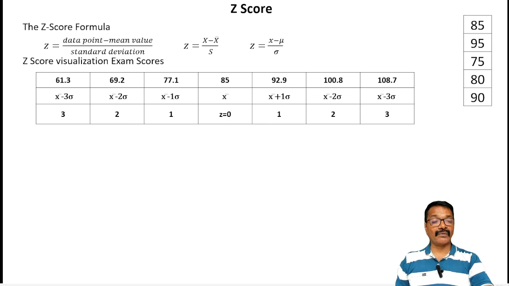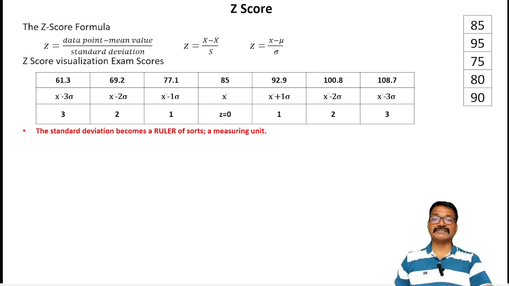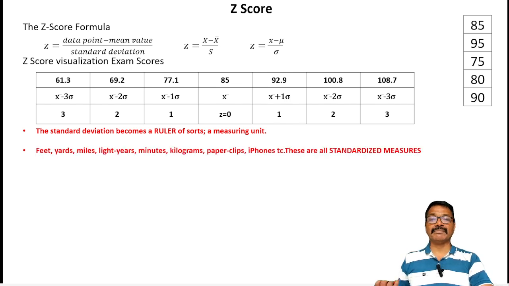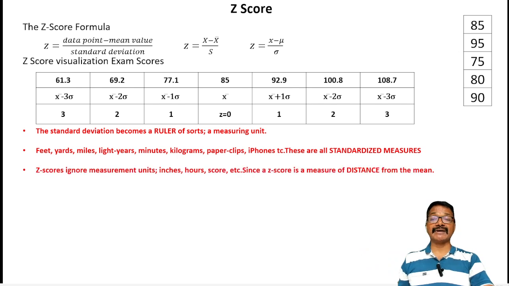So why is the Z score required? Standard deviation, of course, is a ruler for measurement, but the standard deviation has a unit. Whatever unit you have for the sample is the same for the standard deviation, for example minutes, kilograms, millimeters. So how do we get rid of the unit of the standard deviation so that I can compare two lots? There will be standardization. That's why the Z score has come into the picture.